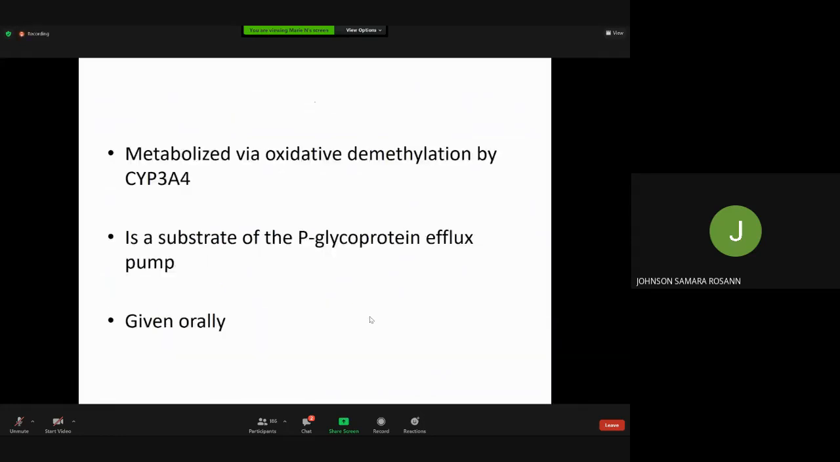For the metabolism, it's metabolized by cytochrome P3A4. It's also important to remember that it is a substrate of the P-glycoprotein efflux pump. Remember, this is a pump that is found within the intestinal mucosa that removes drug out of the body back into the intestinal lumen. So some of it will be removed and it goes back into the intestinal lumen for excretion through the stool. So if you're giving it at the same time you're giving a P-glycoprotein efflux pump inhibitor, that means you can actually have increased levels of the colchicine in the blood.